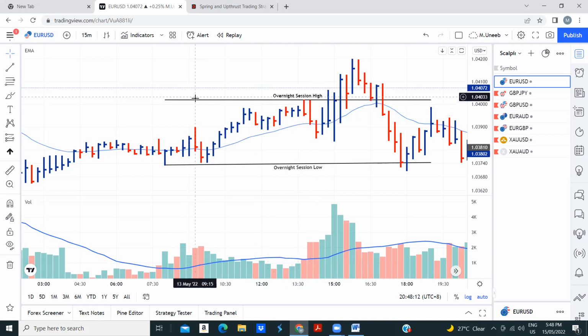So mark the highest point during this session, from the New York close to Asian Open. The highest point was this one. Am I right? Okay. So now what do we do? We have marked the Asian session high and Asian low. We'll go back and see the next chart here.